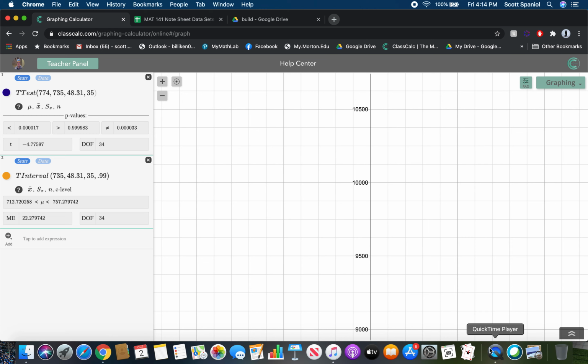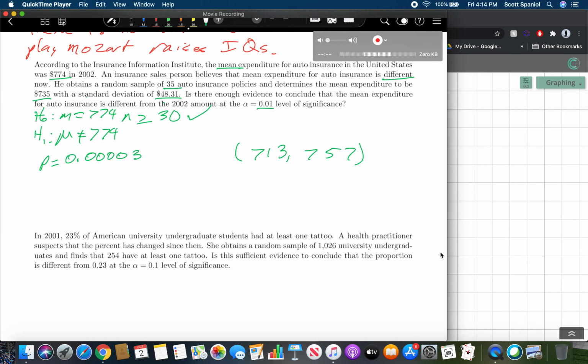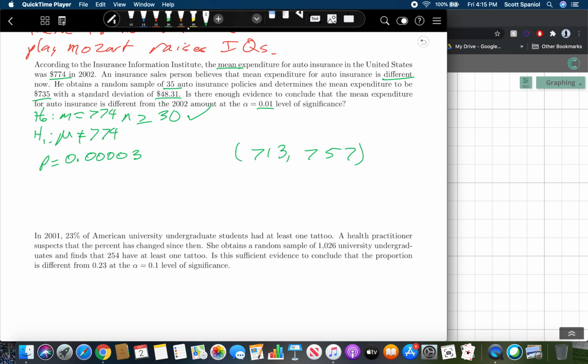Okay? So those are two different ways to go about this, and either way, you're going to reject H naught. Because over here, that is less than alpha, so that works, so we reject H naught. And over here, we reject H naught because 774 is not in the interval. And we expect mu to be in the interval. So if our guess for mu wasn't in the interval, our old number, then it probably isn't anymore.